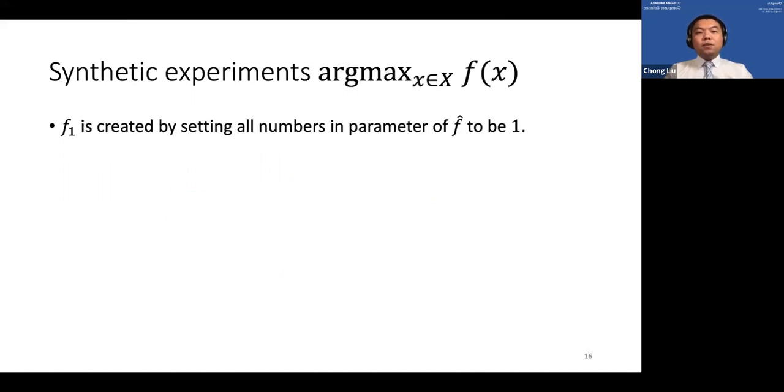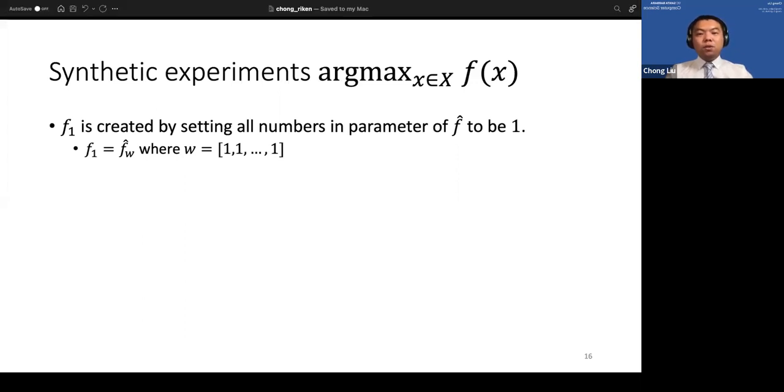And first, I'd like to show something about the synthetic experiments. Remember, our goal is that I'd like to find the x star that is able to maximize the true black box function f(x). And here I have 3 synthetic tests. The first black box function, f1, is created by setting all the numbers in the parameters of the model to be 1, which means that here f1 is equal to f hat w. Here the w is just all the 1 numbers.